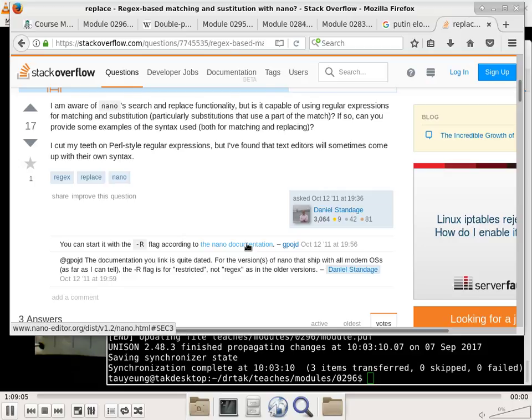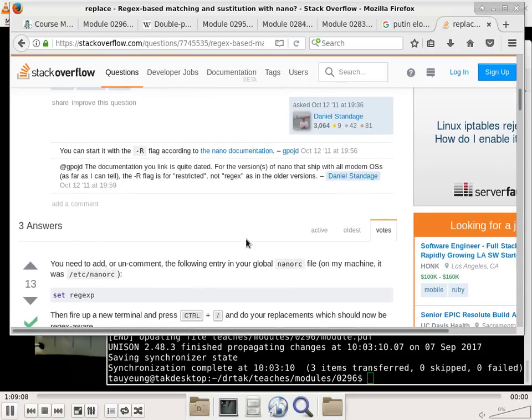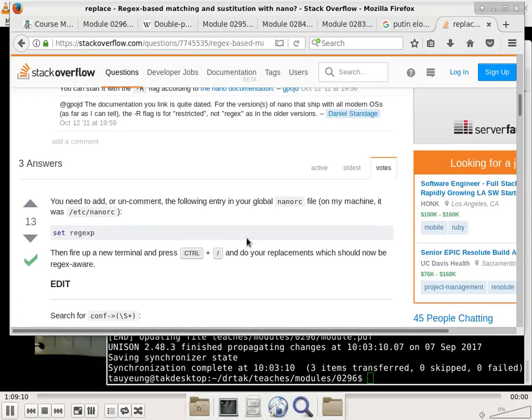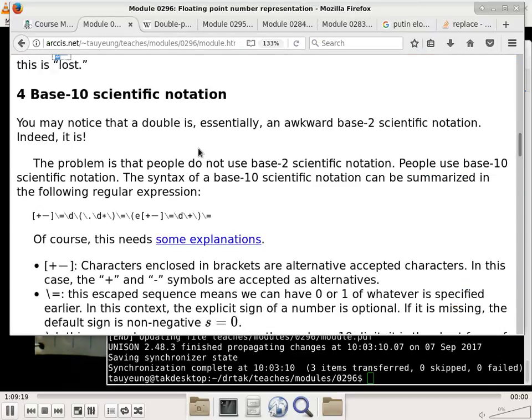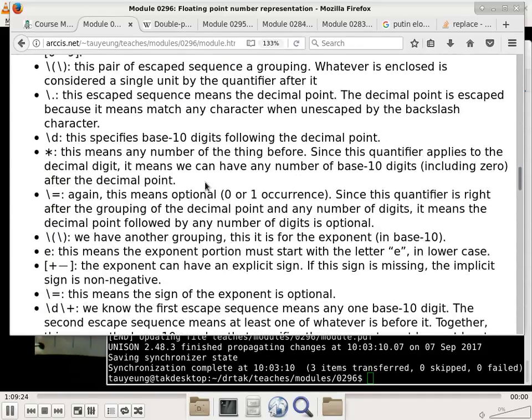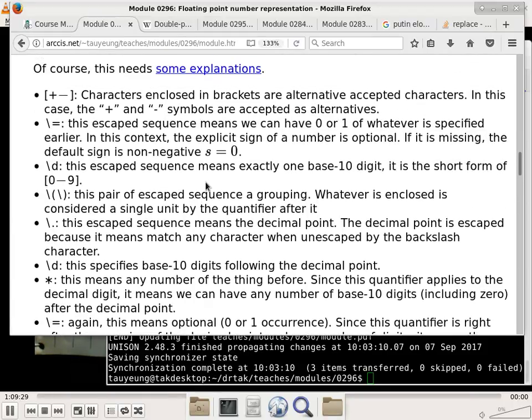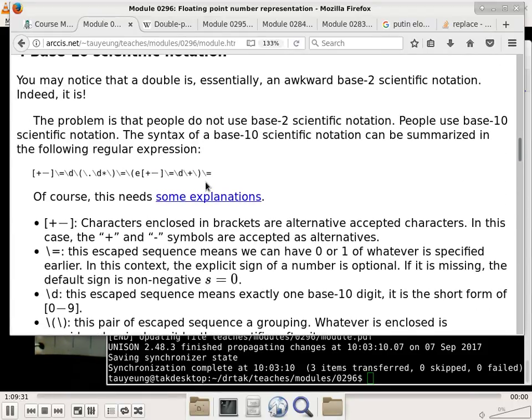So you can do it with a -R flag. Okay, there we go. So yes, you can also do it in regular expression in Nano, but the syntax may not be the same. I don't know the exact syntax in Nano. In this case, I have a full explanation of what that notation is saying, but I'm not going to read it because that's going to bore myself to death. So I'm just going to go over this one by one. This way it's easier to explain.